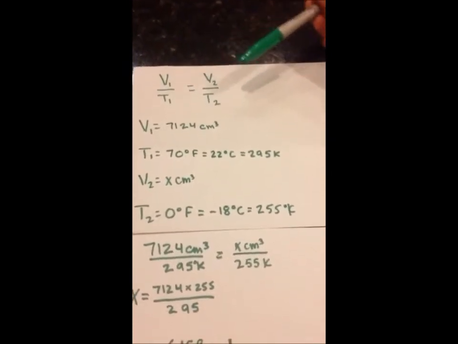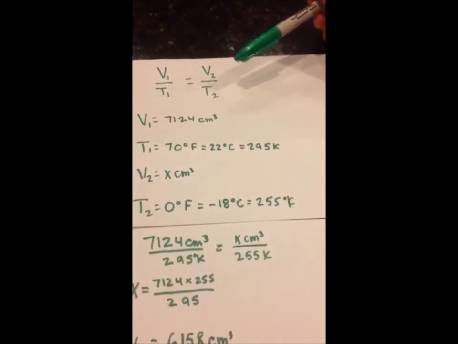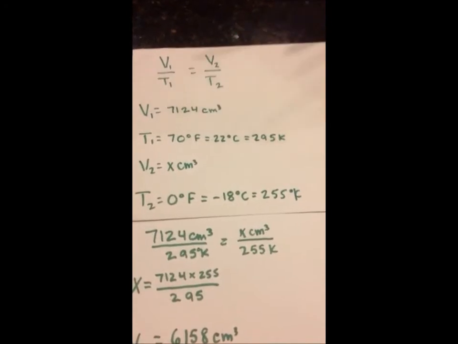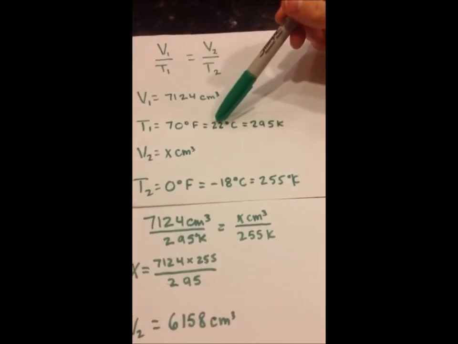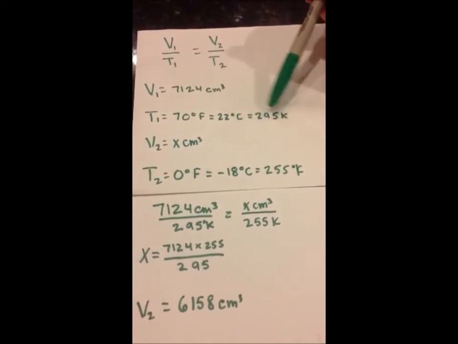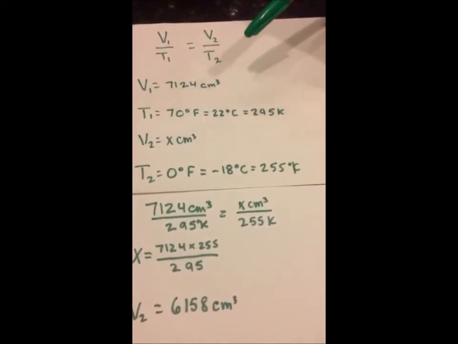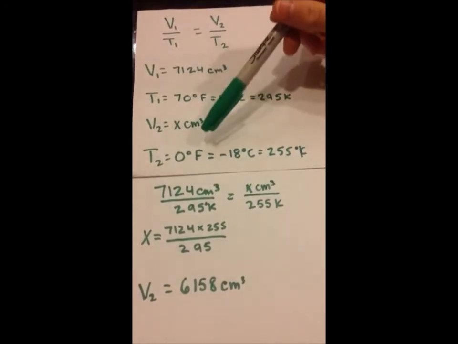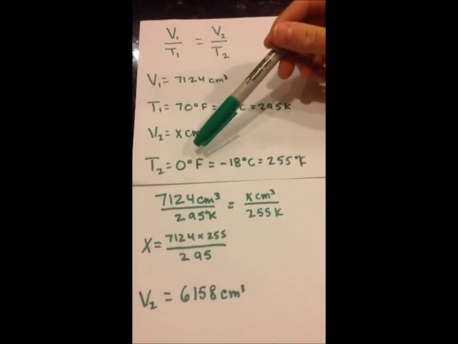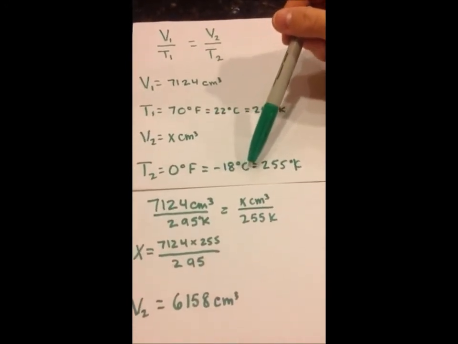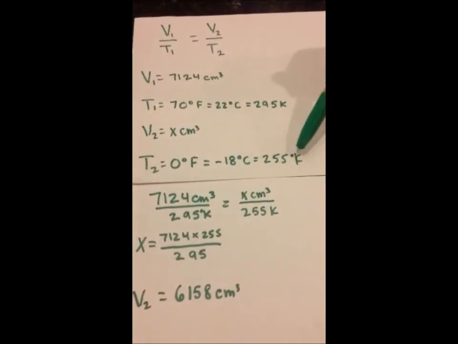V1 equals 7,124 cubic centimeters. T1 is 70 degrees Fahrenheit, room temperature, which equals 22 degrees Celsius and is 295 degrees Kelvin. V2 is what we're solving for. It's X cubic centimeters. T2 is the temperature of the freezer, 0 degrees Fahrenheit, which is equal to negative 18 degrees Celsius and 255 degrees Kelvin.